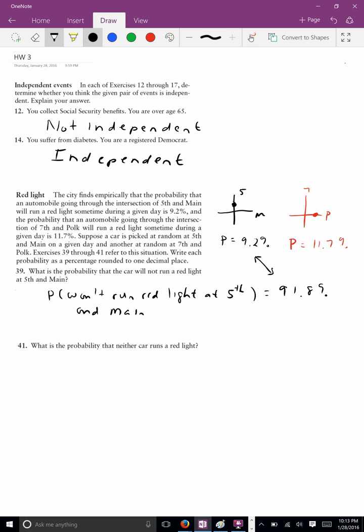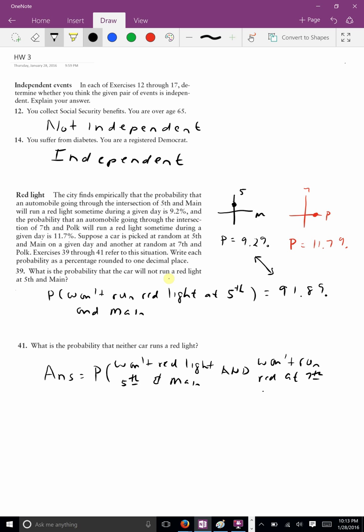Now we want the probability that neither one will run the red light, okay? So we're going to use the fact that these two events are independent, okay? So our answer is going to be the probability that it won't run a red light at 5th and Main and the other car won't run the red light at 7th and Polk. Okay. And because these two events are independent, right? In other words, if the one car runs a red light way over here, it's not going to affect the other car, right? So because these two things are independent, their probabilities multiply.